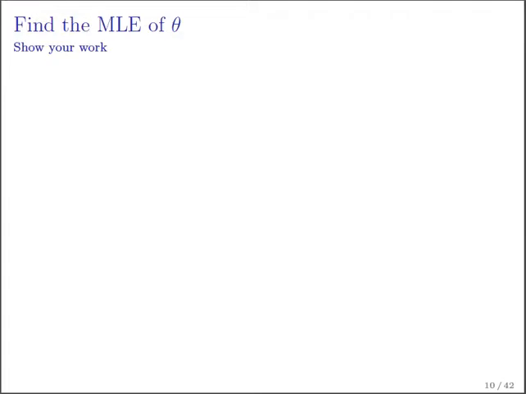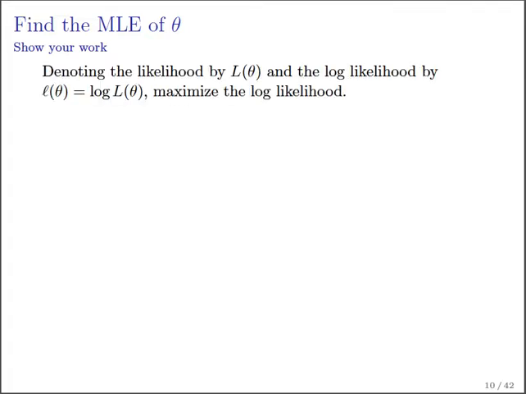Here's a sample homework problem, also a sample midterm and final exam problem. Find a maximum likelihood estimate of theta. Show your work. So you're denoting the likelihood by capital L of theta and the log likelihood by a script L. You maximize the log likelihood. You differentiate the log likelihood, because it's easier, with respect to theta.